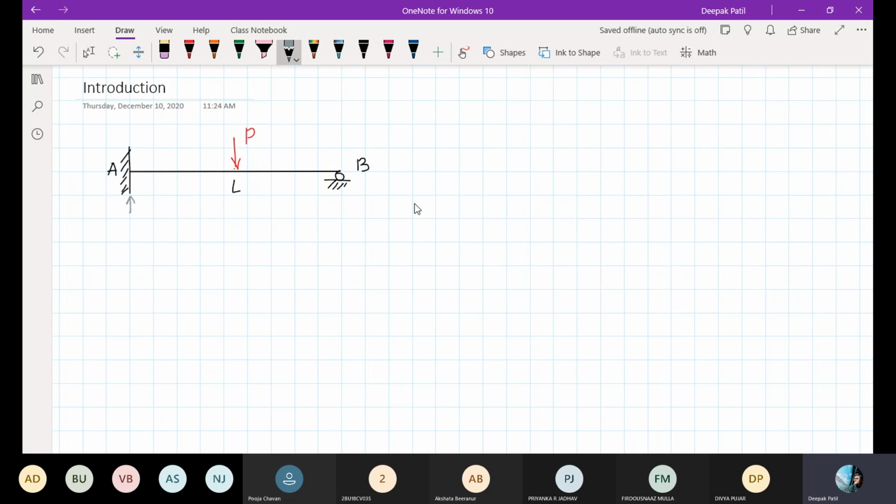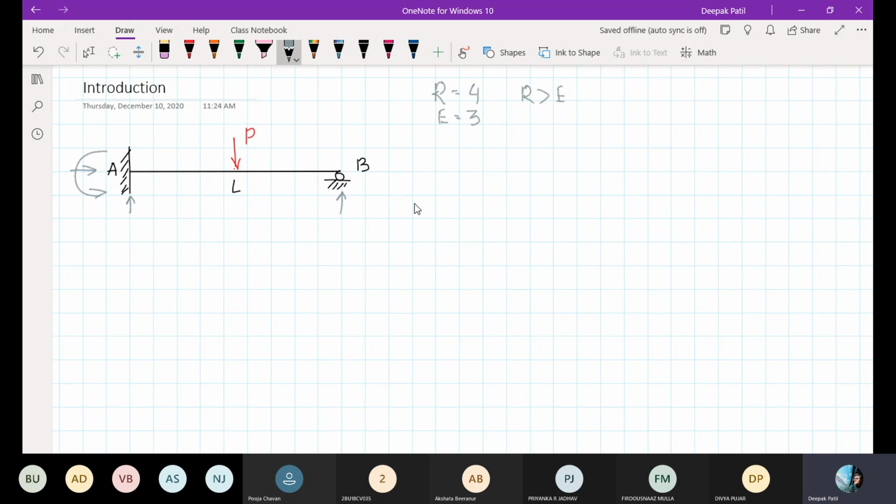So let me draw. There is one vertical unknown reaction, also a horizontal unknown reaction, and also a moment. Totally there are three unknown reactions here and one unknown reaction here. So the total number of unknown reactions is 4, but the number of equilibrium equations available is actually 3. So R is greater than the number of equilibrium equations, so I can call this structure an indeterminate structure.